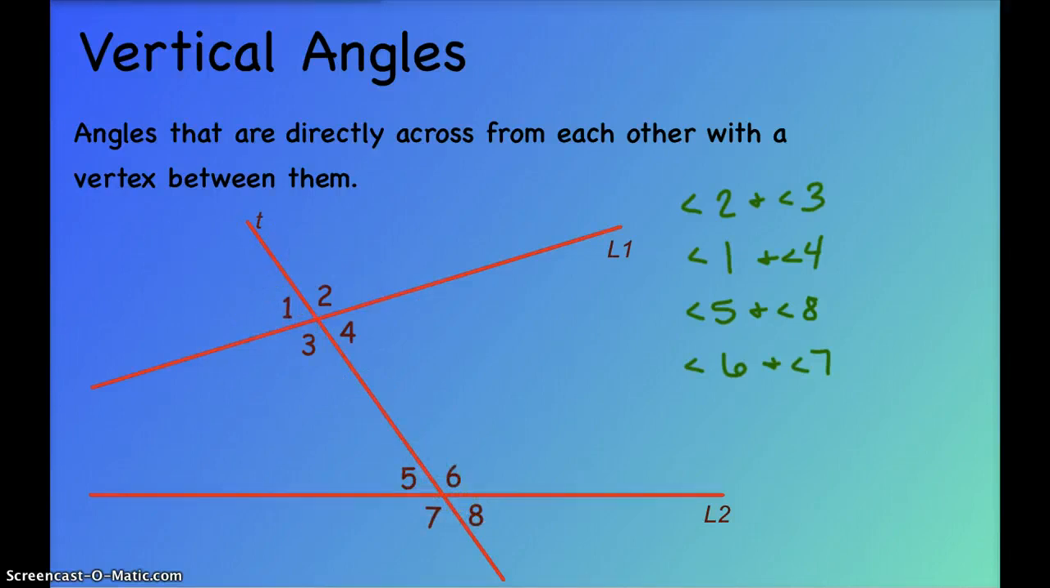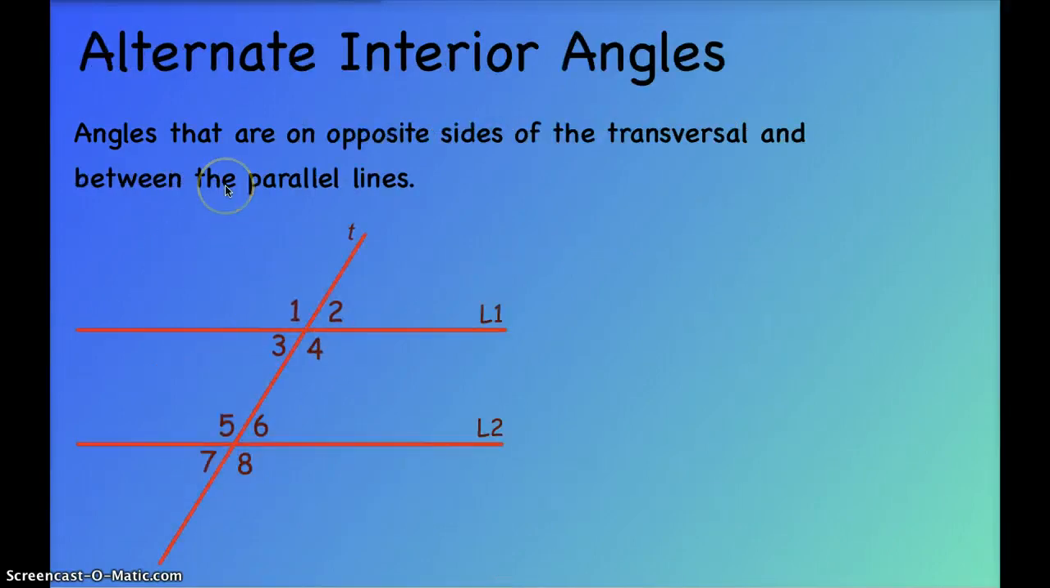The third one we're going to look at are called alternate interior angles. And these are on opposite sides of the transversal line and between the parallel lines. So right here we have angle 4, and then on the other side of that line, but down here, angle 5. So angles 4 and 5. We could also look at angles 3 and 6.